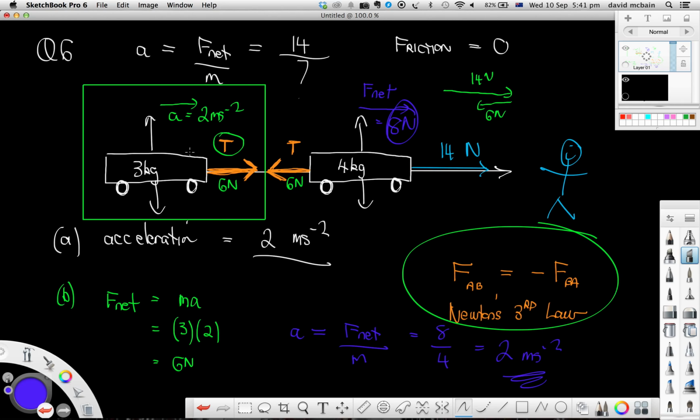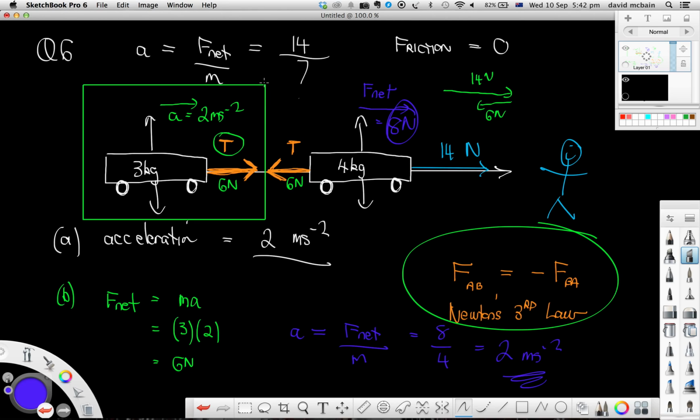But let me just reiterate, when dealing with a problem where there are two objects connected by a cable or some sort of rope, one thing to remember is that the tension in this cable is an example of Newton's third law. Whatever force is acting in this direction must be the same as the force acting in the opposite direction. And once you know that, you can isolate one part of the system and work it out.